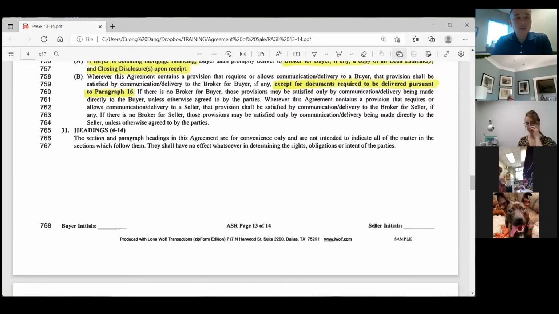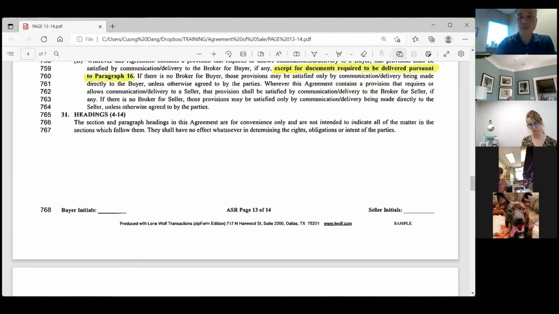31, headings. The section and paragraph headings in this agreement are for the convenience only and are not intended to indicate all of the matter in the sections which follow them. They shall have no effect whatsoever in determining the rights, obligations, or intent of the parties. So all these paragraphs and headings, the first 30, they're just there for convenience. Okay.